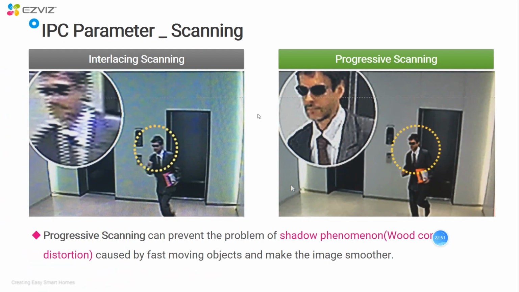Then we can see the difference between the interlacing scanning and progressive scanning. The progressive scanning can prevent the problem of shadow phenomenon caused by fast-moving objects and make the image smoother.